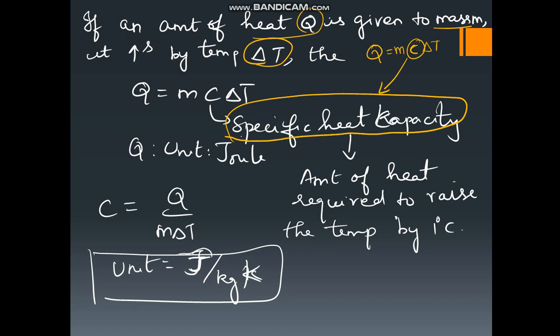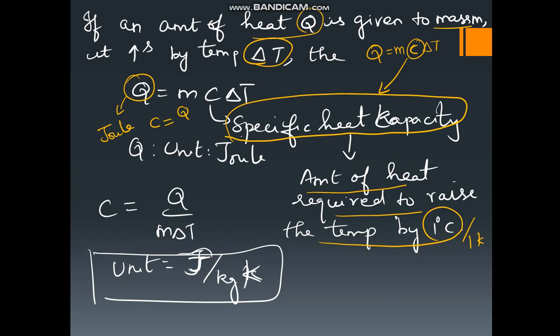The specific heat capacity definition is the amount of heat required to raise the temperature by 1 degree Celsius or 1 Kelvin for a substance. Q is nothing but the amount of heat given, which is a form of energy, so its unit is joule. So specific heat capacity is Q divided by M into delta T. So the unit is joule per kg Kelvin. This is the unit of specific heat capacity: joule per kg Kelvin.